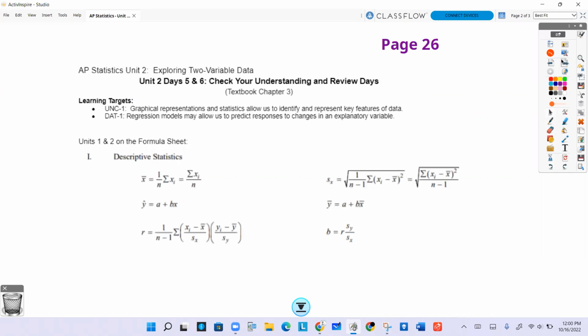All right, this is page 26. Here we're going to be kind of focusing on formulas. So this is going to be for slope. You're going to see this one right over here. Basically the slope is the correlation multiplied by the standard deviation of the y values divided by the standard deviation of the x values.